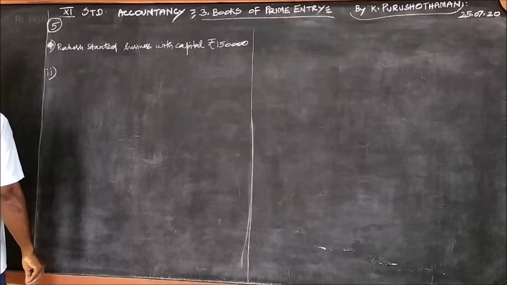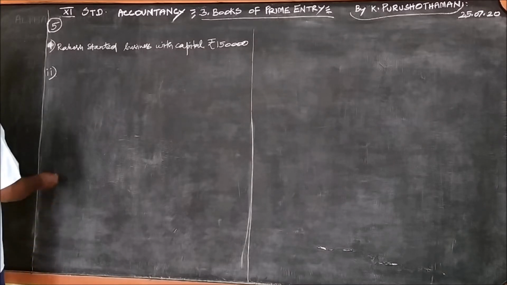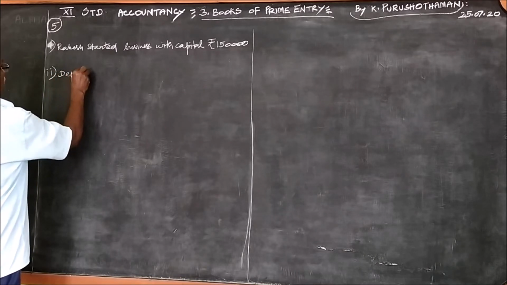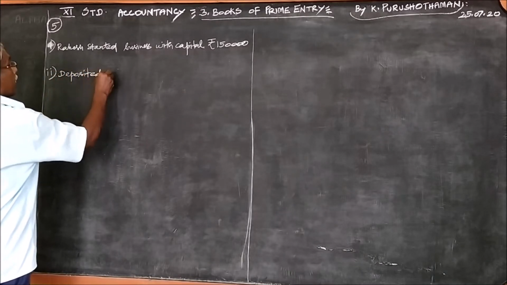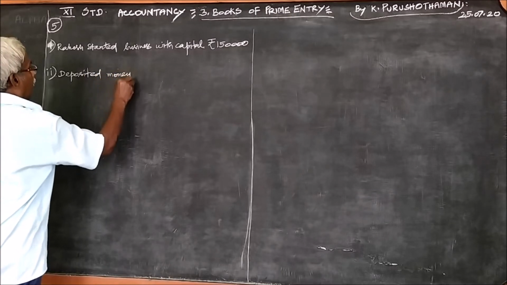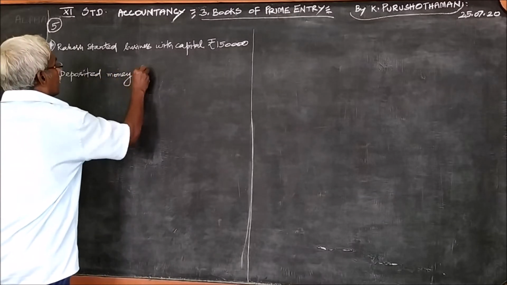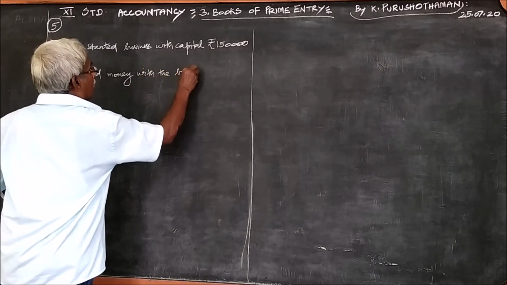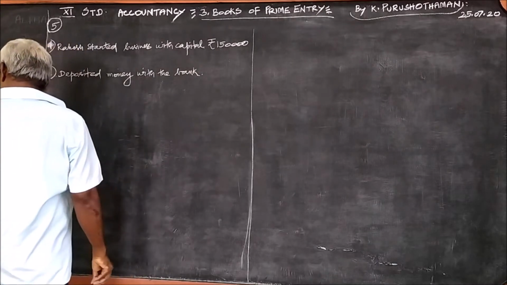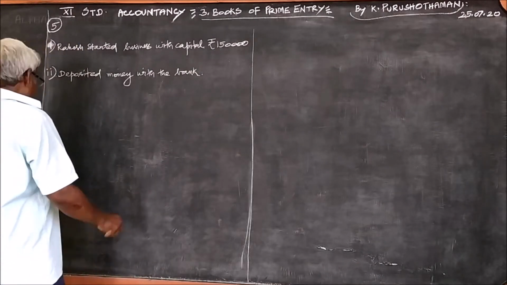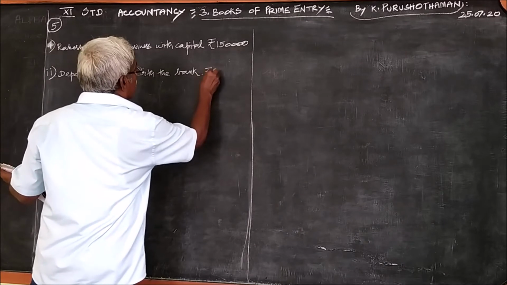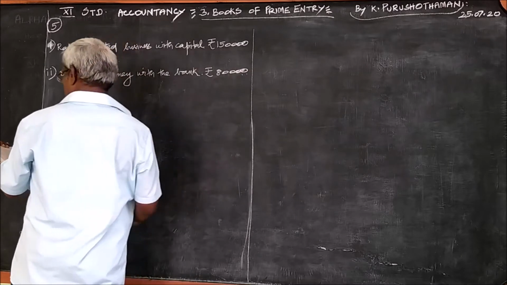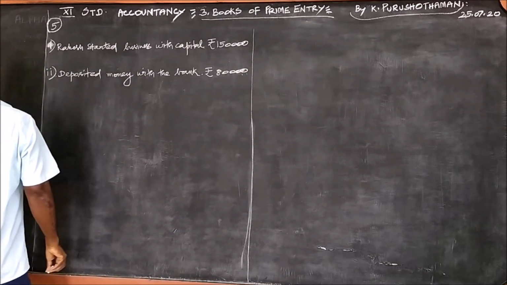Second question is deposited money with the bank. Deposited money with the bank, rupees 80,000. Three.